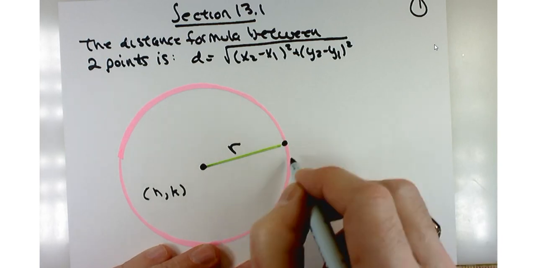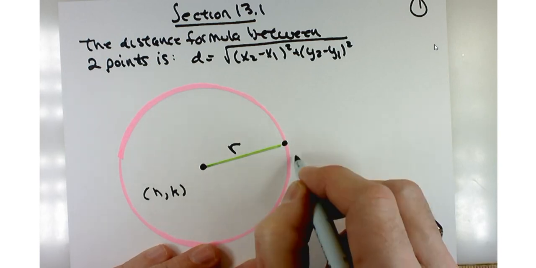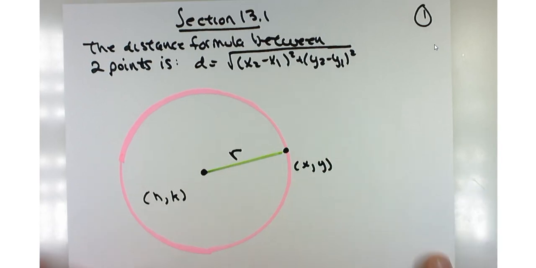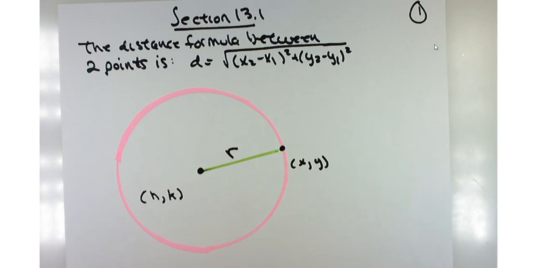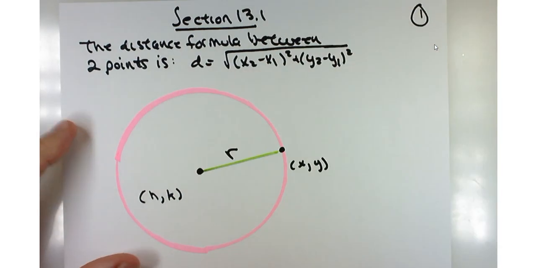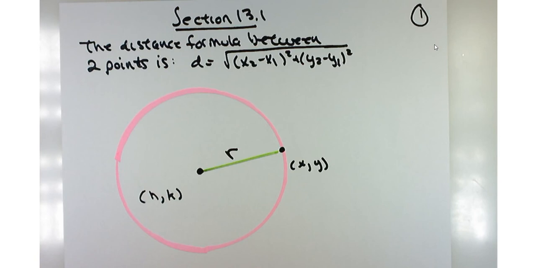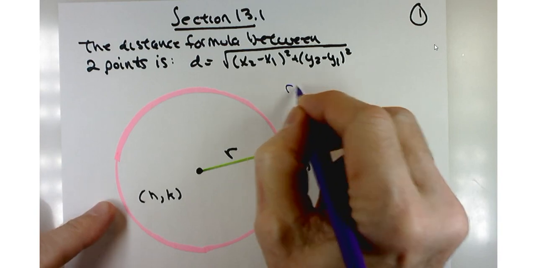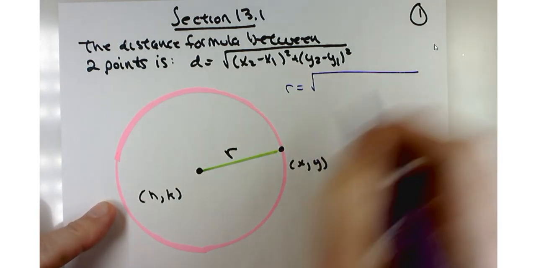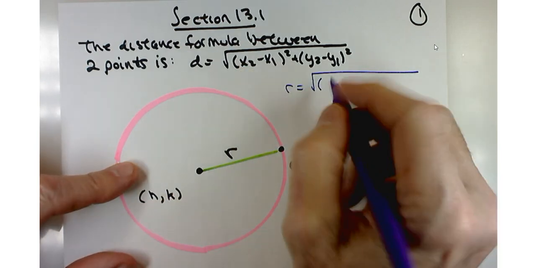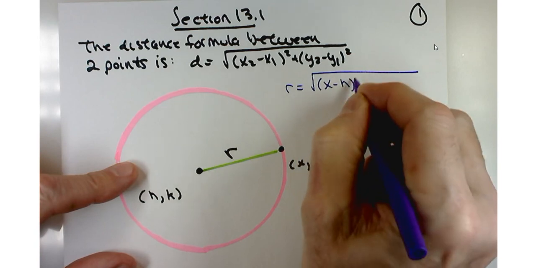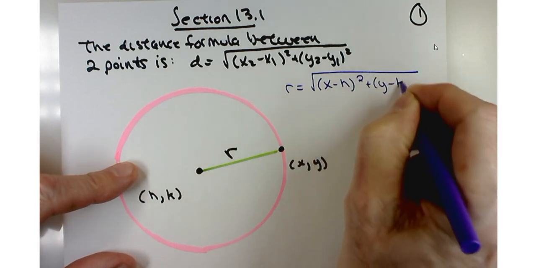This point has coordinates, well, let's just give it general coordinates of x and y. And what's true about the circle is that no matter where you are on the circle, that distance r is going to be the same. So let me fill those numbers into the distance formula and see what we can come up with. So instead of d, I can write r equals the square root of, I'll plug this in for my x2, y2, and this in for my x1, y1. It's going to be x minus h squared plus y minus k squared.